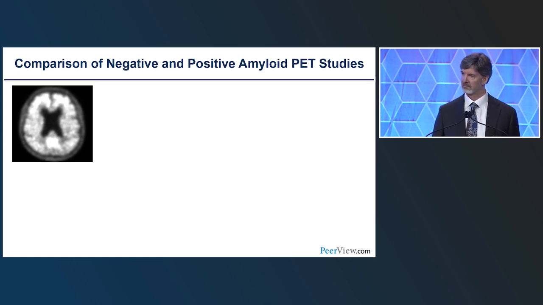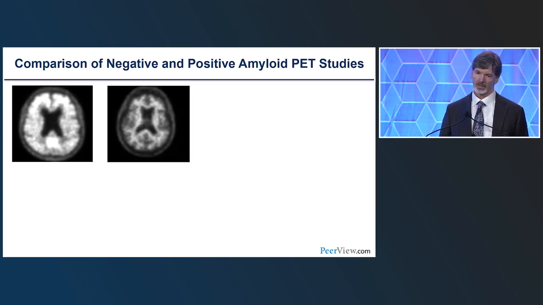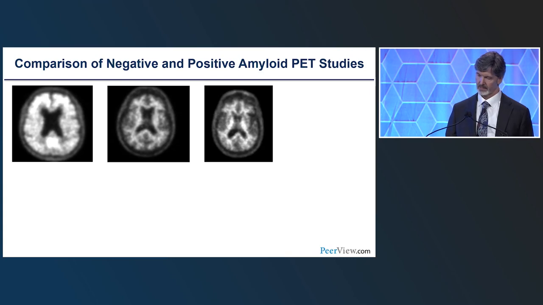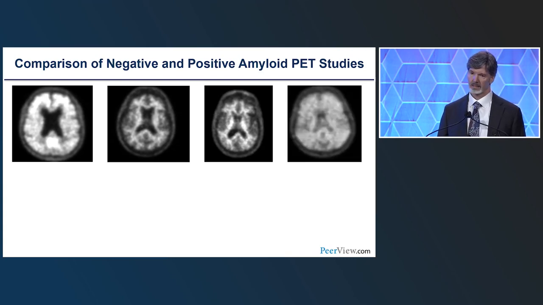This first one, positive, right? It's homogeneous uptake throughout the signal right out to the gray matter ribbon. This one's negative, right? You see the white matter pattern. This is another negative, a little bit different, a little different slice. What's this case? This is homogeneous uptake out to the gray matter ribbon. This is also a positive amyloid scan.